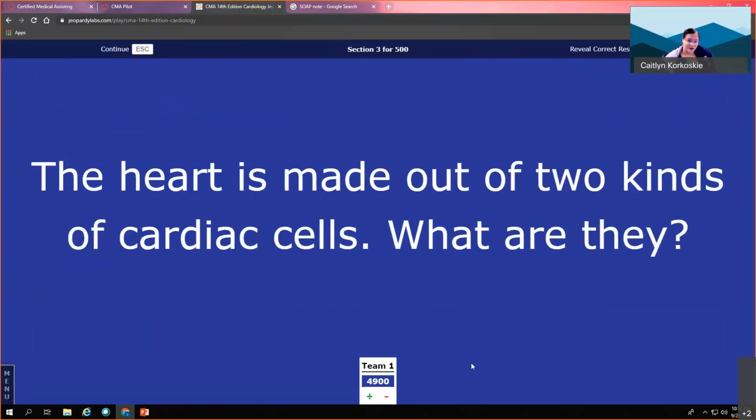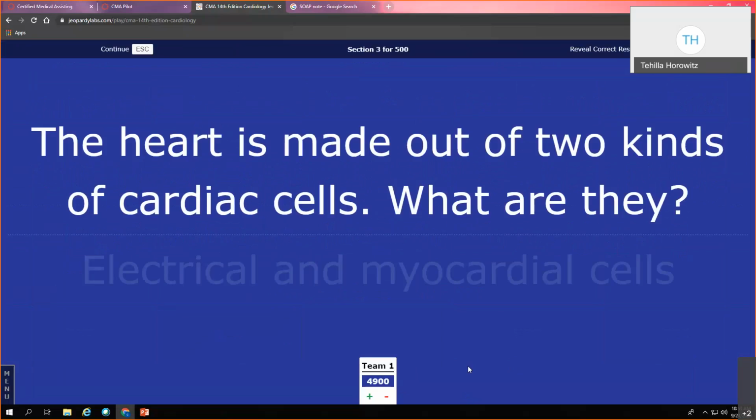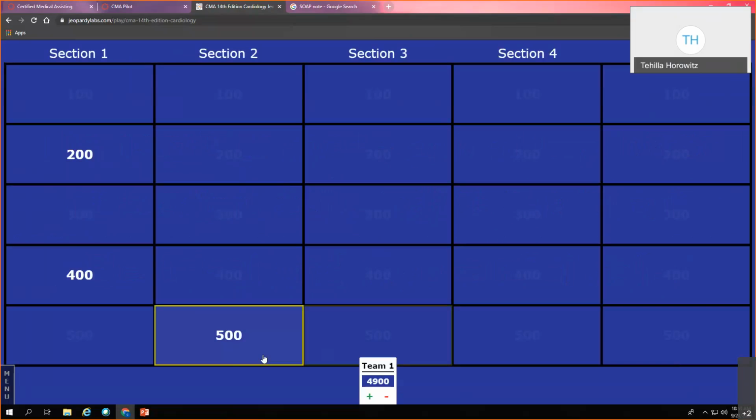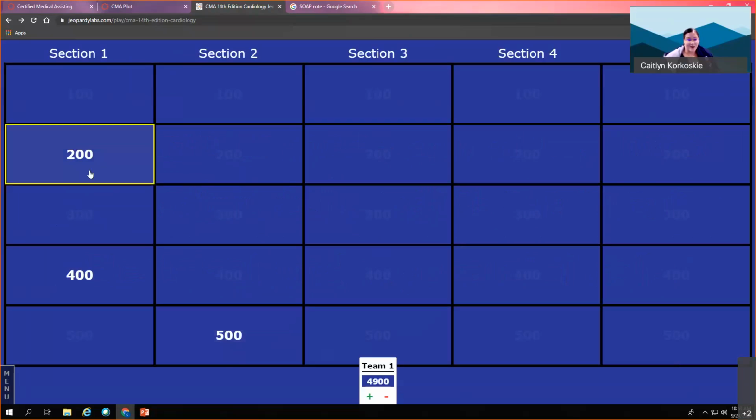Ooh. Oh no. This is a hard one. Cardiac cell. I'm gonna be honest, I do not remember. That's okay. So there's the electrical and myocardial cells. Okay, electrical and myocardial. That one, yeah, is a hard one.